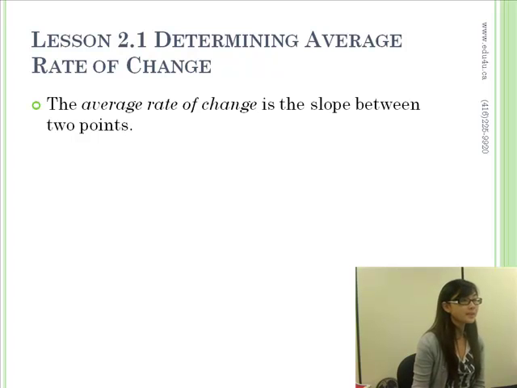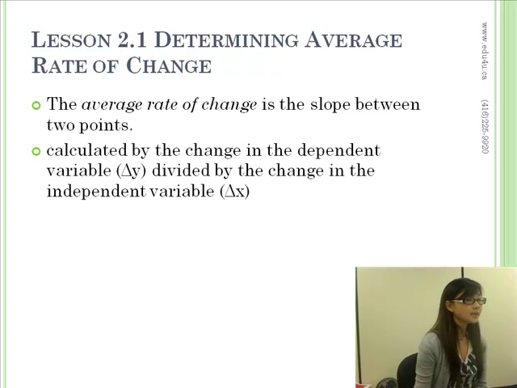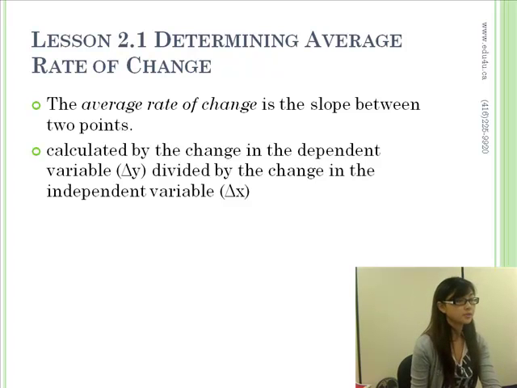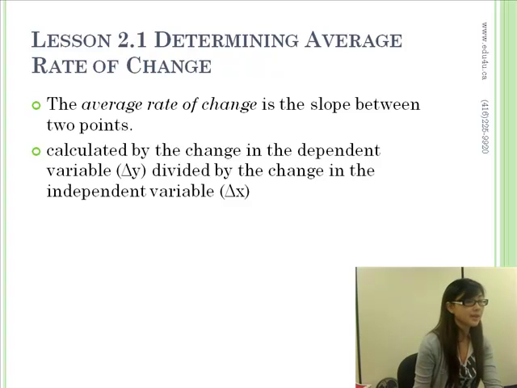Once again, I'll start out with the definition. The average rate of change is the slope between 2 points. It is calculated by the change in the dependent variable, which is delta y, divided by the change in the independent variable, which is delta x. Delta y equals y2 minus y1, and delta x equals x2 minus x1.